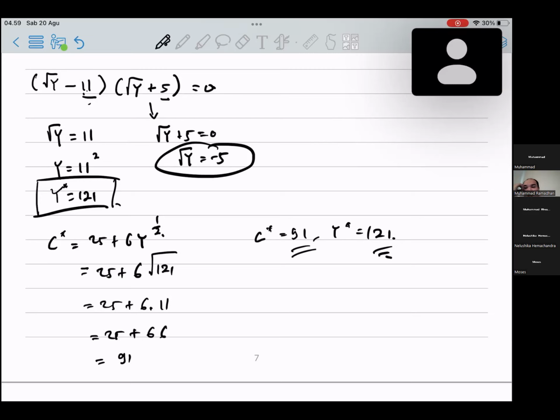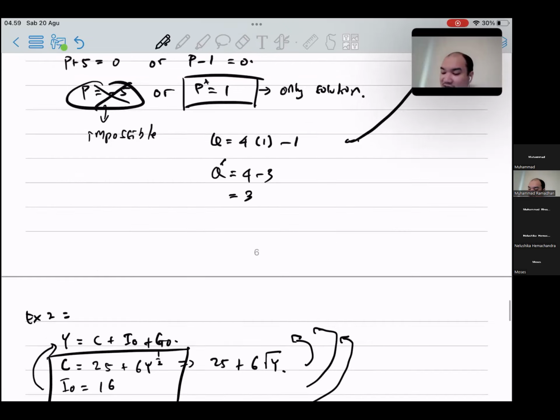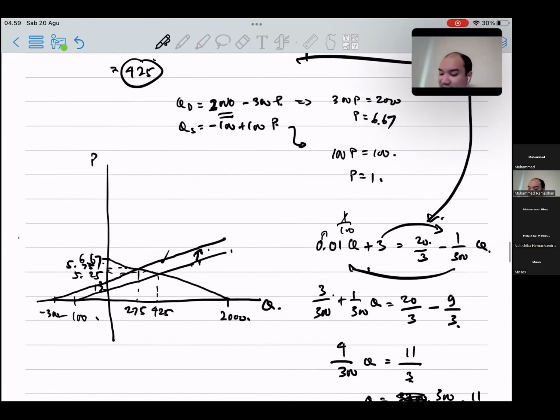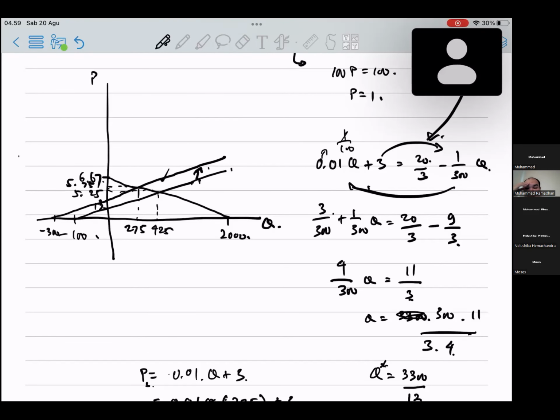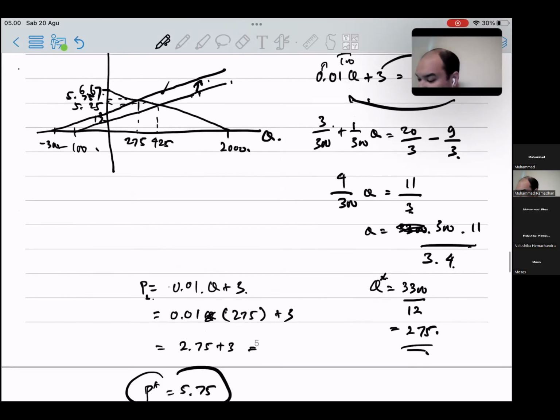Okay, Muhammad, do you have any question? Could you please go to the graph again? This one. Okay. So on the left hand side, it is minus 300. Yes, minus 300. Where does it come from? Wait.